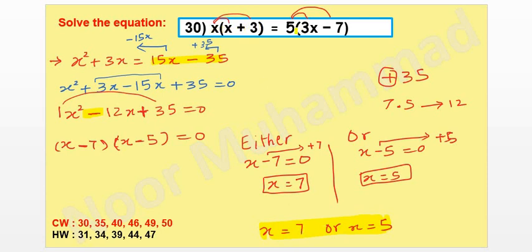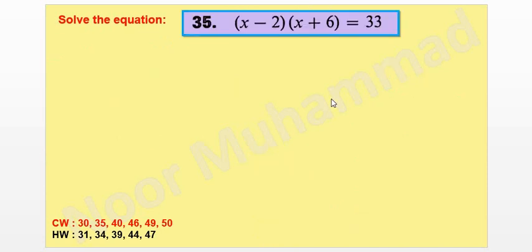If the left hand side and the right hand side give you the same answer, that means you got the correct answer, and then you can check for 5. Clear? Now, let me open the next question for you.